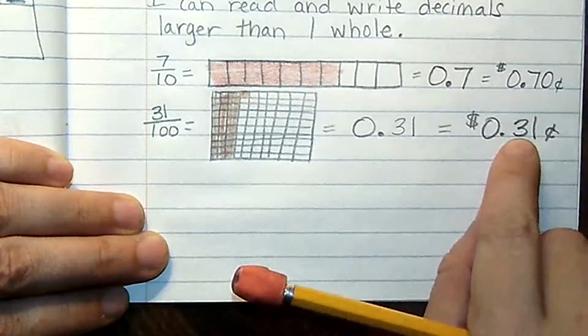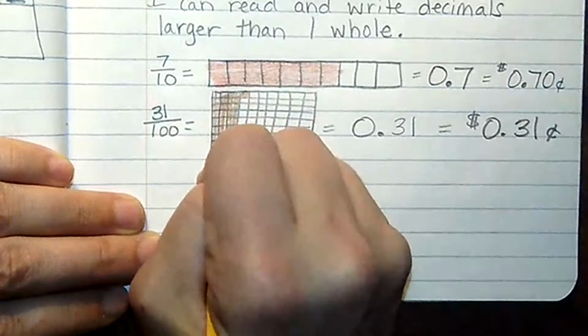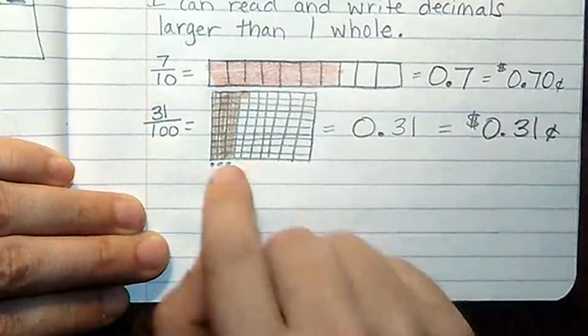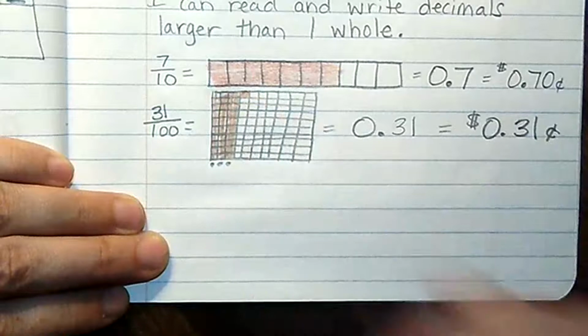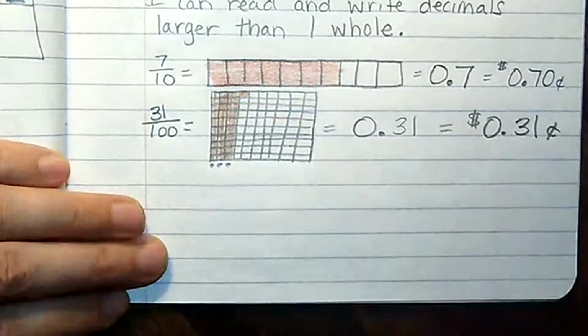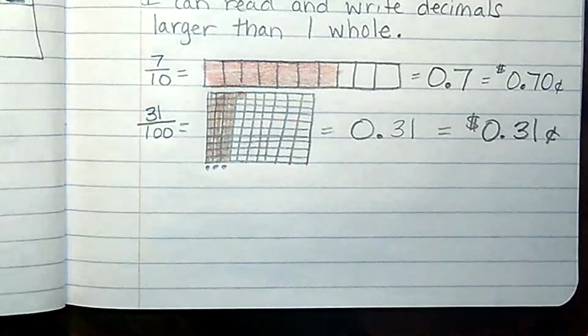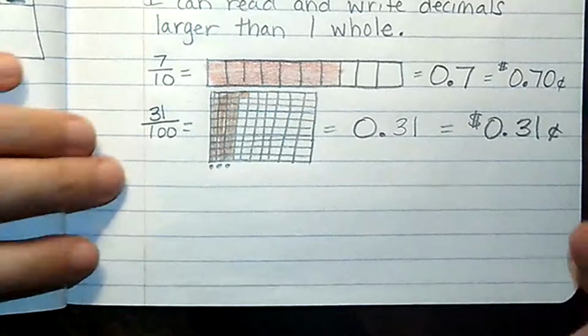I have 3/10. These are my tenths. 1, 2, 3. They're 3/10. They're all the way filled up. And then one extra tiny little piece. That's how I get 31 cents. Let's do one last one.